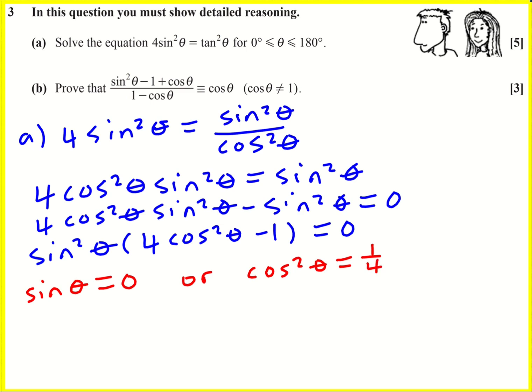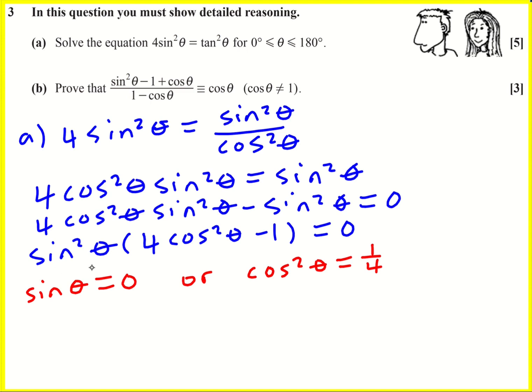Now you might have said, you know what, I could have got that earlier, I could just divide it through by sine squared theta, and you can do that, but you just got to make sure you include the solution sine theta equals 0. So that's why I've taken a few more steps. I just think it's safer to factorize.